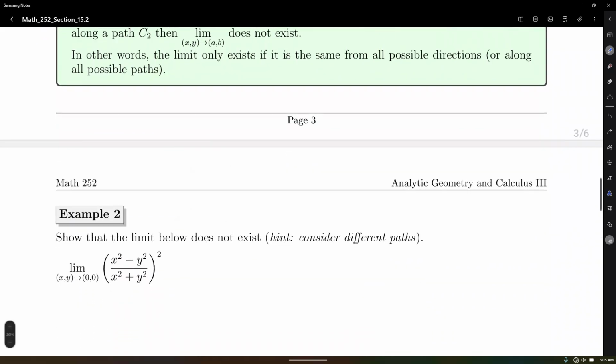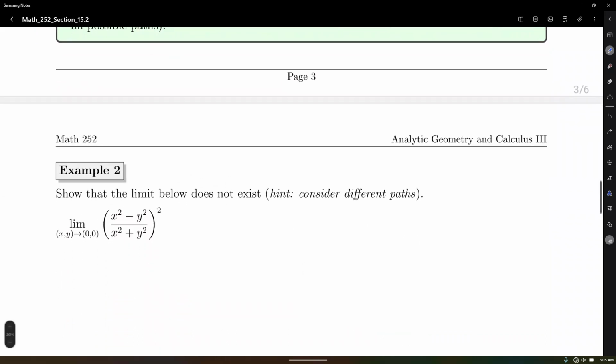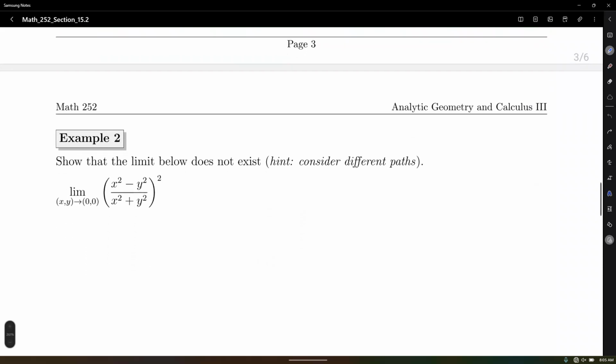So the idea here is that we're going to show that a limit does not exist by considering different paths. Right now there's a tricky part. You'll see. So number one, every time you have a limit problem, try direct substitution, that is 0 squared minus 0 squared over 0 squared plus 0 squared. Everything squared, that means 0 over 0.